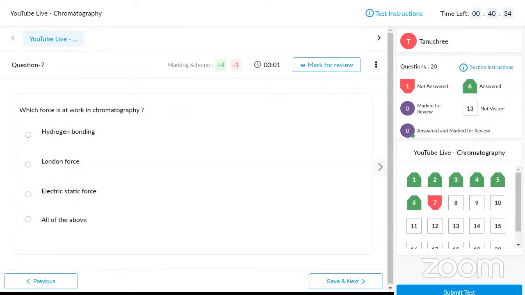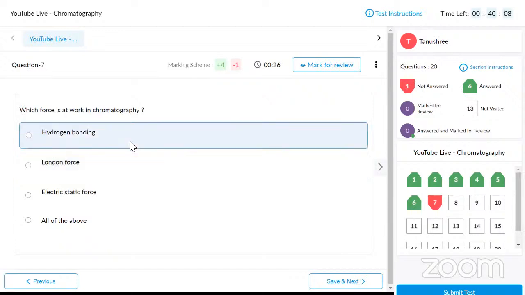Moving on to the next. Which force is at work in chromatography? Option A is hydrogen bonding, option B is London force, and option C is electrostatic force. Since chromatography involves all the techniques, that is, we have size exclusion chromatography, liquid chromatography, gas chromatography, and ion exchange chromatography.